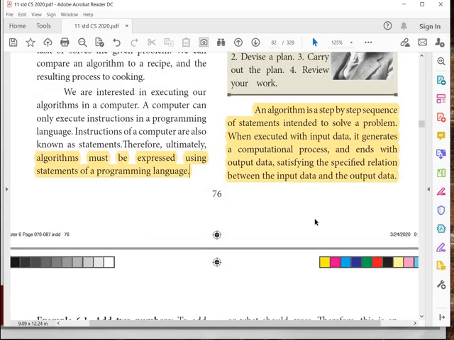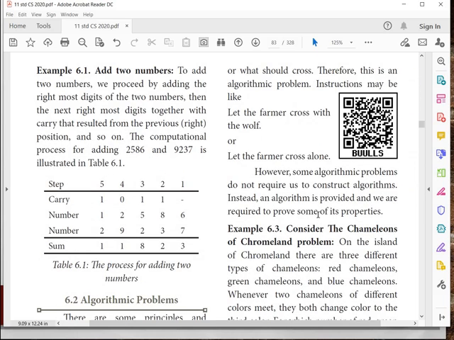So first thing, what is algorithm? Next, there is an example: add two numbers. To add two numbers, we proceed by adding the rightmost digit of the two numbers, then the next rightmost digit. That means they are saying the steps. See here, there are the numbers 2586 and 9237. The process must start from the rightmost. So 6 plus 7 is 13. So 3, and the balance is 1. Here these are said to be steps.